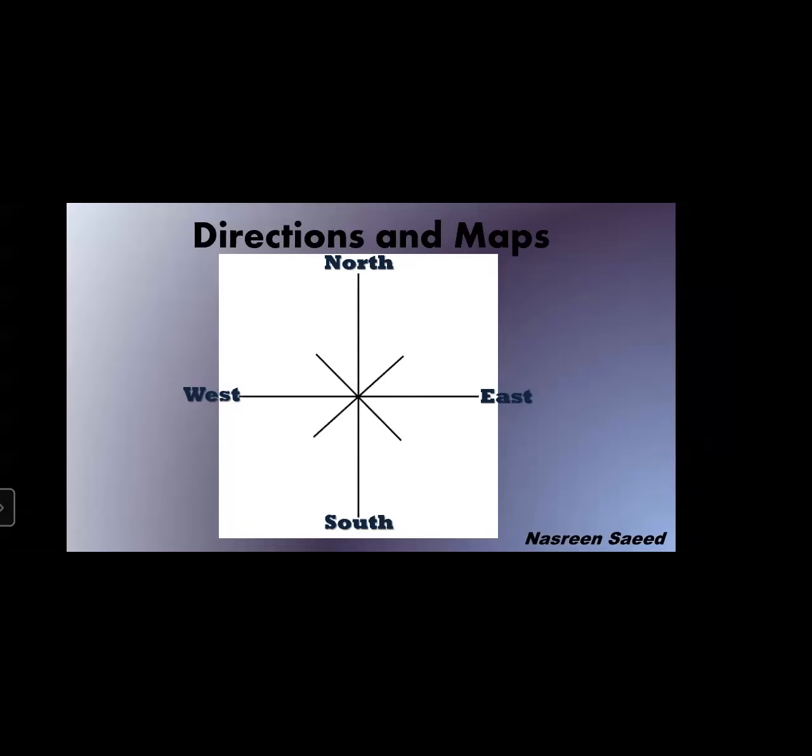Now we have to write the subdirections. Can we write the subdirections? Yes. Now here, in between north and east, what will come? Yes, it will be northeast. Now in between south and east, what will come? South and east. In between west and south, what will come? Southwest. And in between north and west, what will come? Northwest.